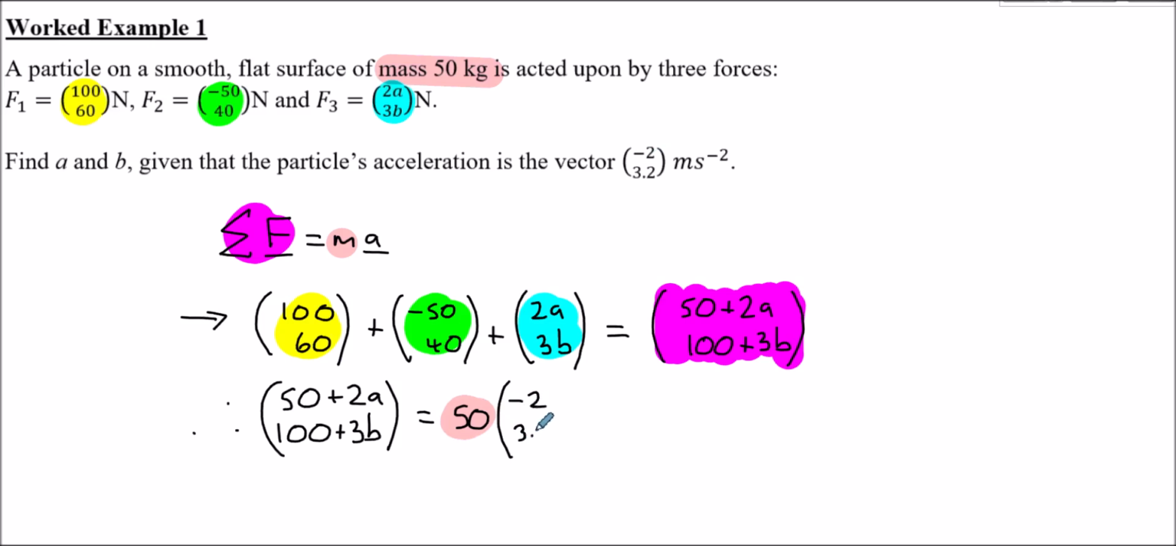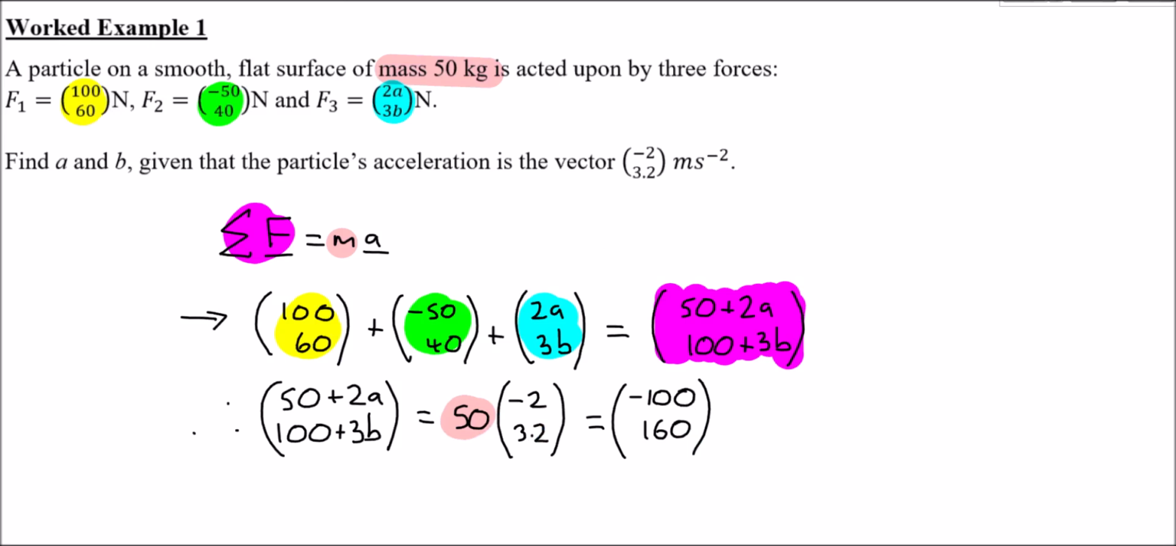Now we can multiply scalars with vectors. It's very much like expanding brackets, but instead of expanding it horizontally, you're expanding it vertically. So instead of multiplying the 50 by the numbers going to the right, you multiply the 50 by starting at the top, then going down. So 50 multiplied by minus 2 becomes minus 100, and 50 multiplied by 3.2 is 160.